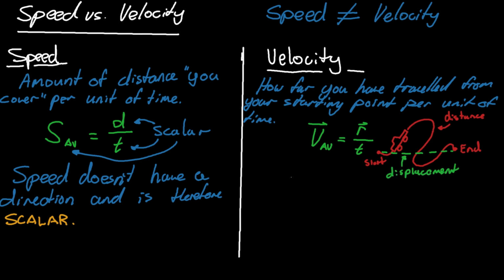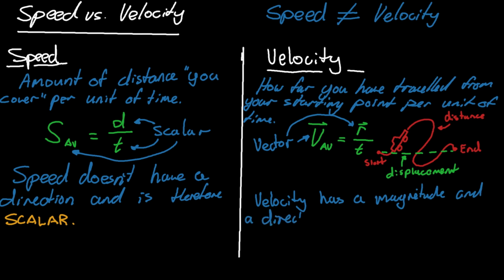Back to velocity. Seeing as displacement is a vector quantity, velocity is also a vector quantity, which means that it is defined in both a magnitude and a direction. Saying something like my velocity is 40 km per hour is acceptable in everyday life, but in physics it is incomplete, seeing as a direction has not been specified.